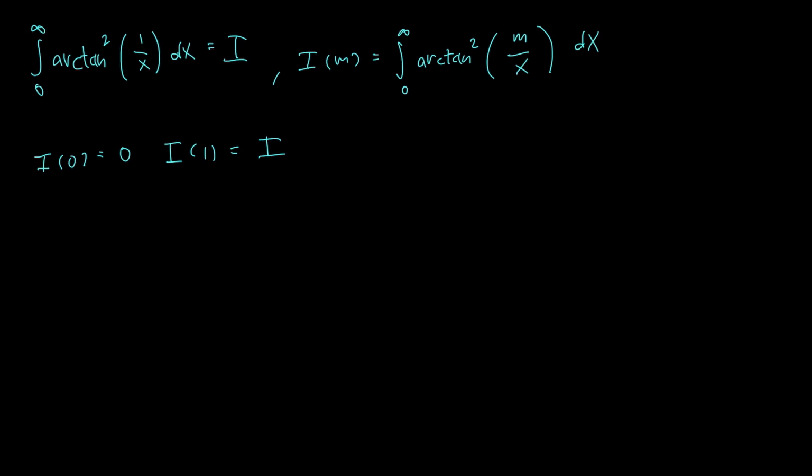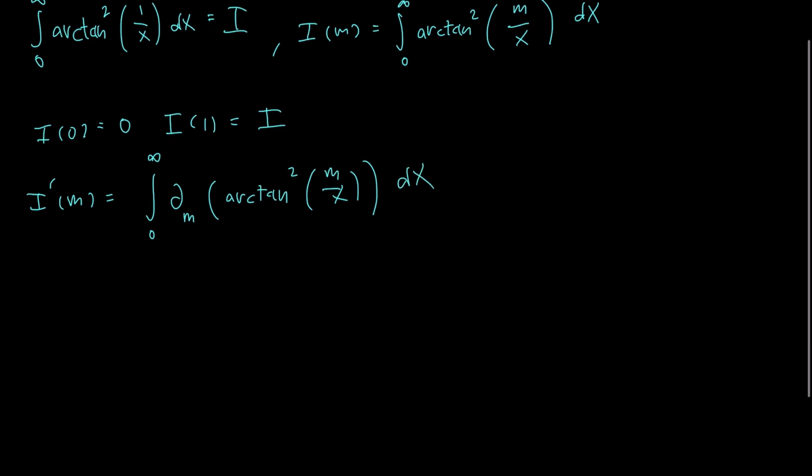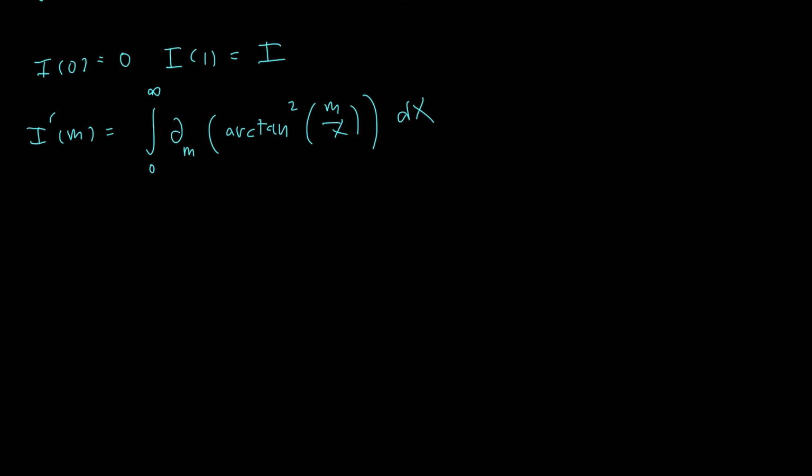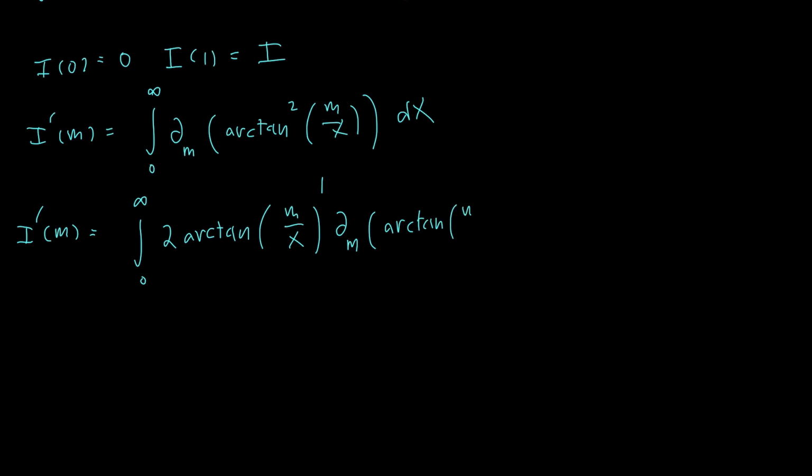So now differentiating both sides, we have that I prime of m is the integral from 0 to infinity, the partial derivative with respect to m of the arctangent squared of m over x dx. And taking the derivative, we have I prime of m. This is going to be the integral from 0 to infinity of twice arctangent of m over x to the first power, and the partial derivative with respect to m of the arctangent of m over x dx.